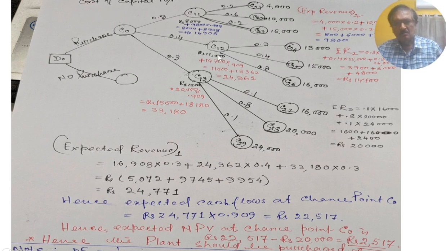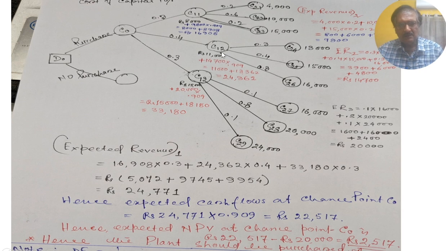position. Now for this option, the expected cash inflows for these options will be 13,000 into 0.3 plus 15,000 into 0.4 plus 16,000 into 0.3. If you add, then you will get 14,700. This is the expected cash inflows at this point for this option C12.